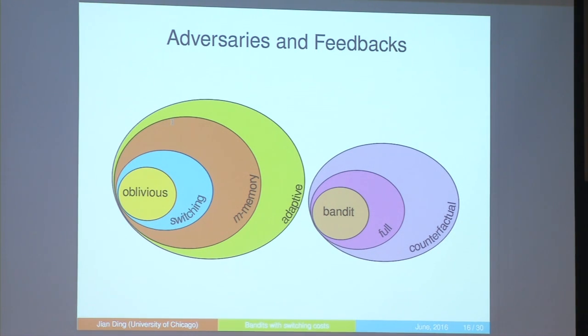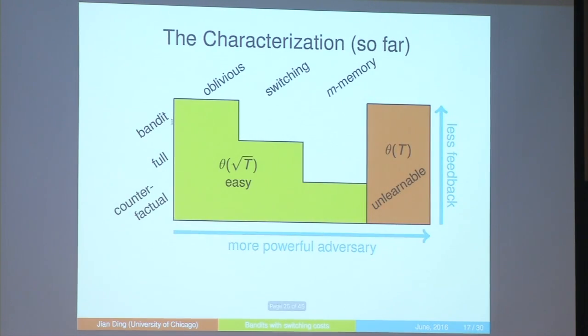Now we arrive at this kind of picture. We have this kind of adversaries and this kind of feedbacks, though I simplified it for you by skipping one slide. The characterization so far is, as shown in the figure, if it's adaptive, there is nothing you can do. For now, let's just ignore this column and focus on the column with switching. With switching cost, if it's full information, then the regret you can achieve is square root of T, and that's optimal.